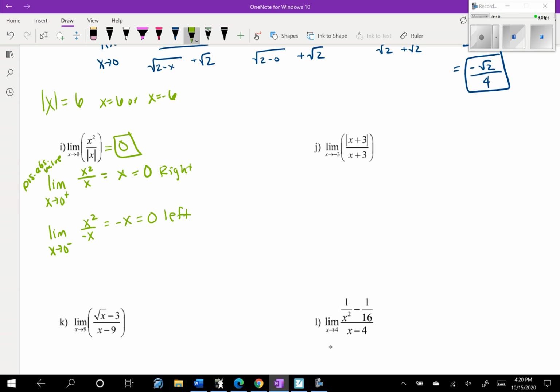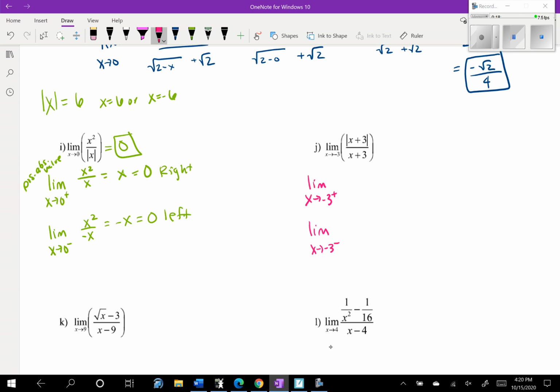So let's go ahead and look at the next one just to show you something slightly different. For this one, if I plug in negative 3, I get 0 over 0. So that means there's some algebraic work that we want to do to look at the limit. We have to look at the limit as x approaches negative 3 from the right side, and the limit as x approaches negative 3 from the left. Anytime you have absolute value, you need to do that.